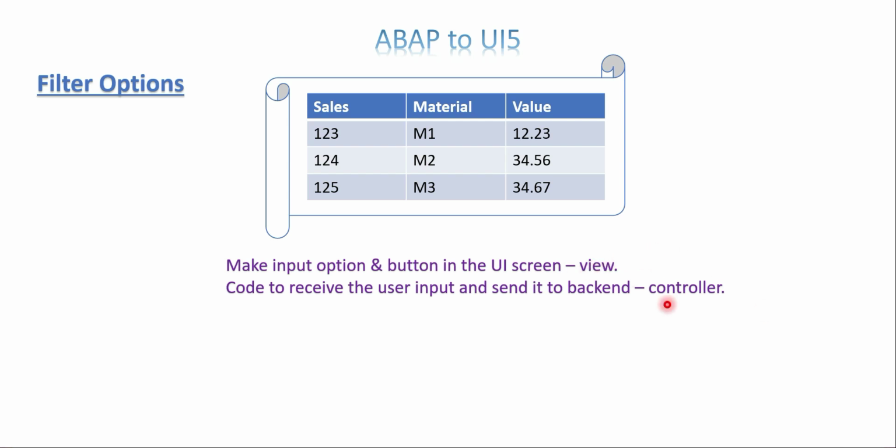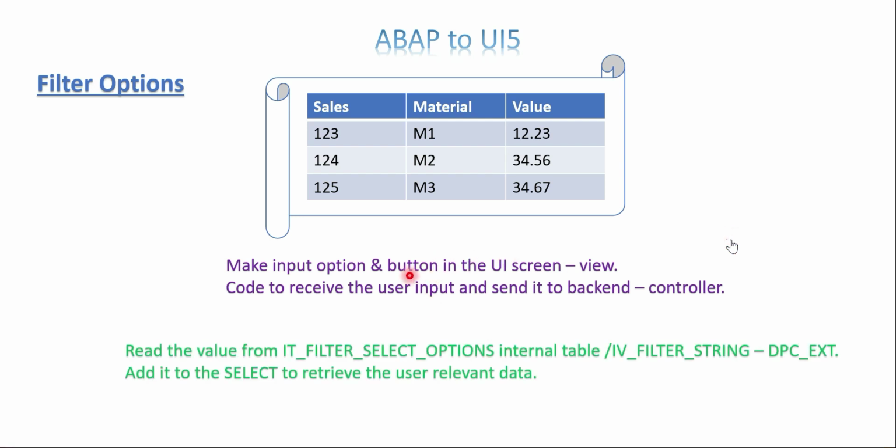Okay, so in the front end view and controller level, we need some changes, and in the backend, the value which we are sending is actually captured in two places in the backend system, technically signatures. The get entity set method signature has two parameters. One is an internal table, IT filter select option, and another one is a string variable, IV filter string. Both are coming under DPC extension class methods. With the help of that, I'm going to receive the values coming from the UI, and I'm going to add them into the select statement. I already have a select statement, I'm going to add the where condition. It's very simple, only these things we are going to do in front end as well as back end. We'll see how to add in the front end, because that is a new area for us. Adding a where condition to the select is pretty simple for us.